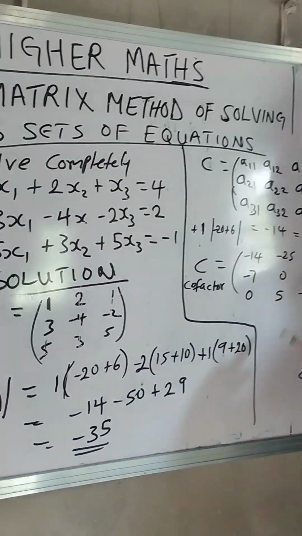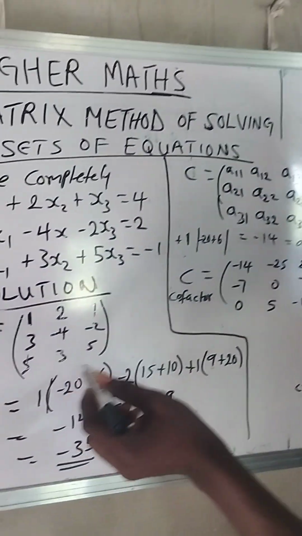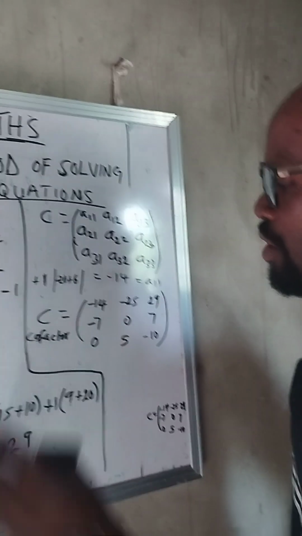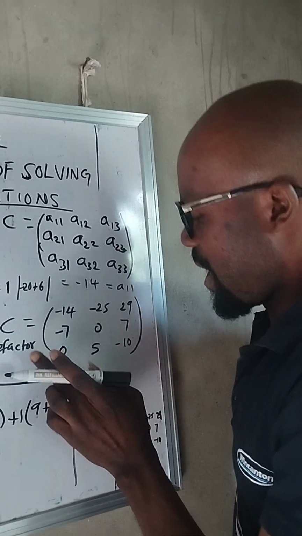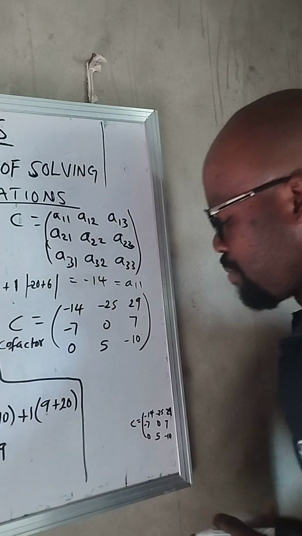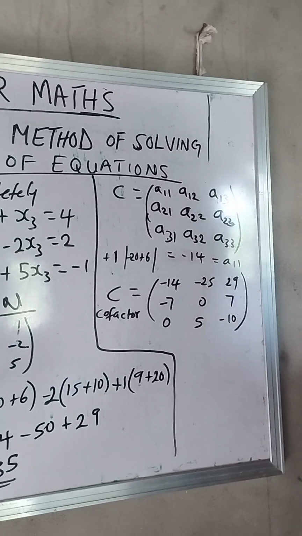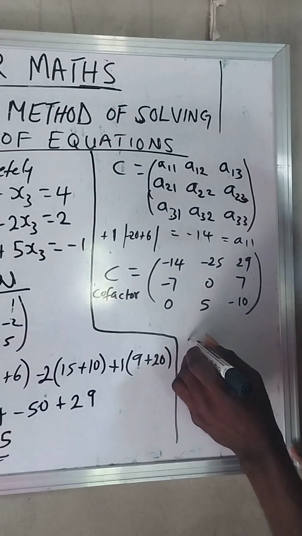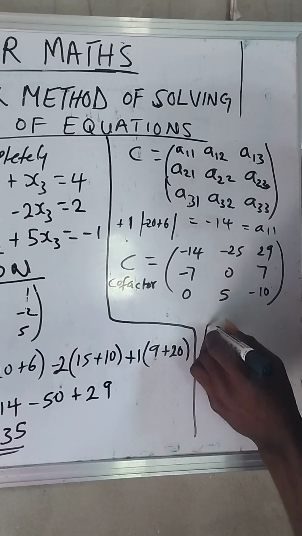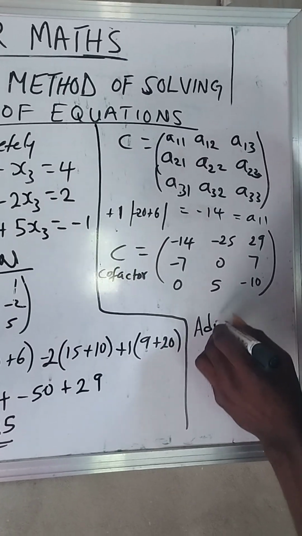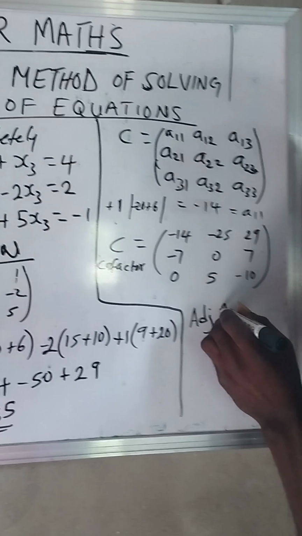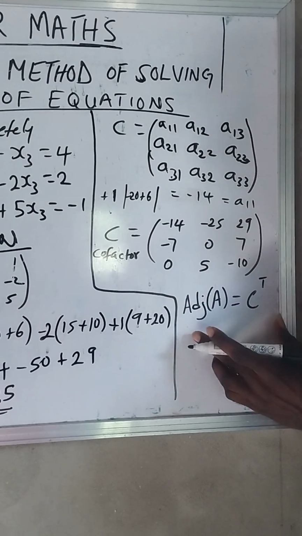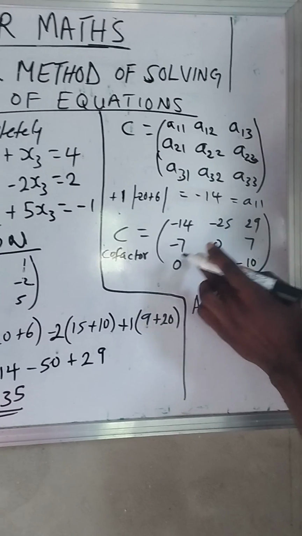The cofactor is gotten from the minor. We look for the minor of each of these. So the next thing is to find the transpose of the cofactor, which is the adjunct of A. The adjunct of matrix A is gotten by the transpose of the cofactor, which is this.